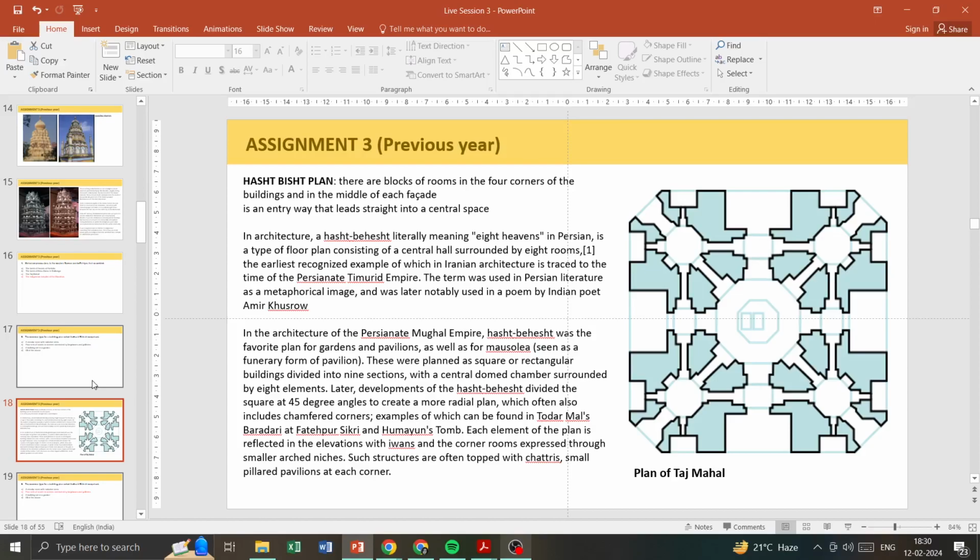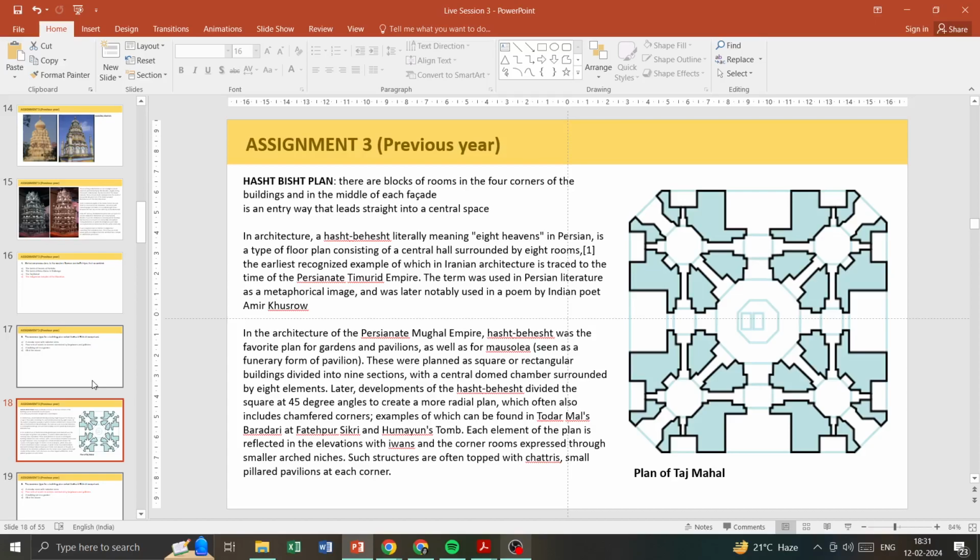So in architecture, a Husht Bihisht, which literally means eight heavens in Persian, is a type of floor plan consisting of a central hallway surrounded by eight rooms. The earliest recognized example in Iranian architecture is traced to the time of the Persianate Timurid Empire. The term was used in Persian literature as a metaphorical image, but was later notably used in a poem by Indian poet Amir Khusro. In the architecture of the Persianate Mughal Empire, Husht Bihisht was the favorite plan for gardens and pavilions as well as for mausoleums, seen as a funerary form of pavilion.